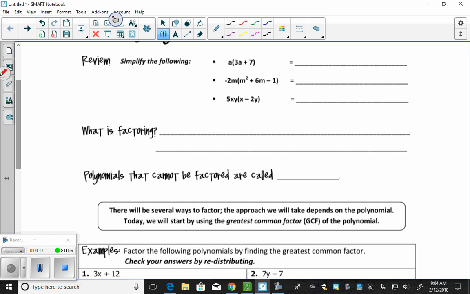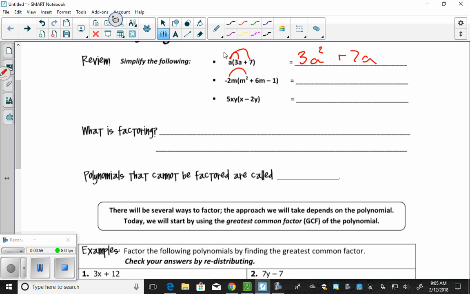Simplify the following. Okay, if I have 3a on the outside of a set of parentheses, I have to distribute. 3a times a is 3a squared. Okay, and then 3a times 7 is plus 21a. This is a review. You should already know how to do this. Okay? That is simplified.